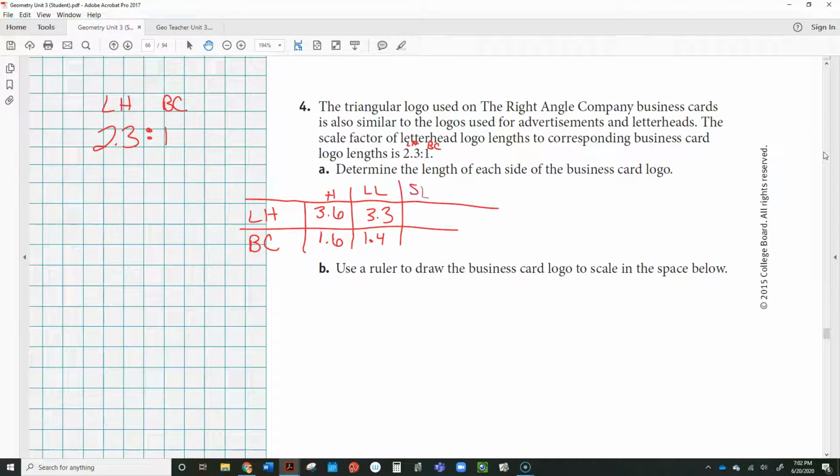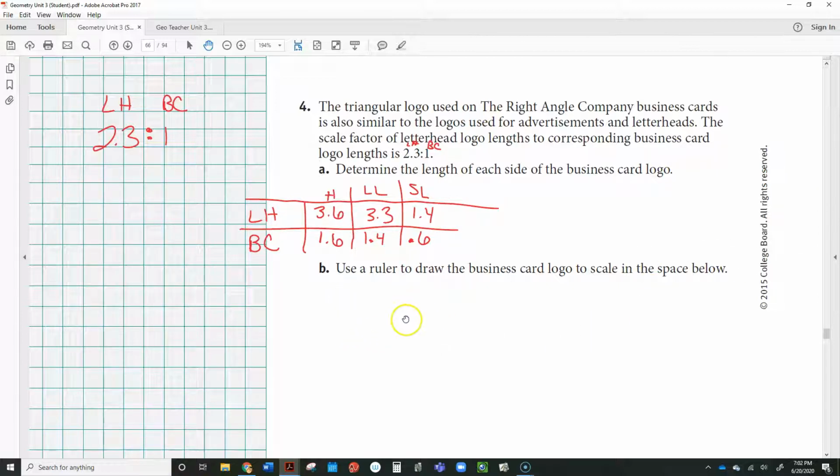And then the short leg for the letterhead was 1.4. So the short leg for the business card is going to be 0.6. Okay, use a ruler to draw the business card logo to scale in the space below.